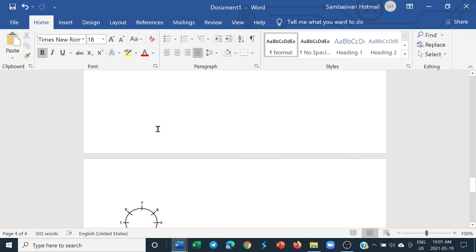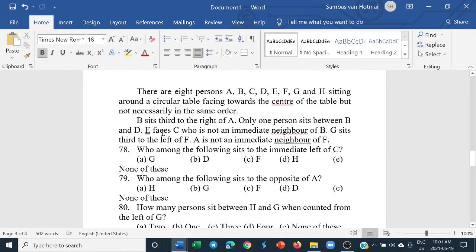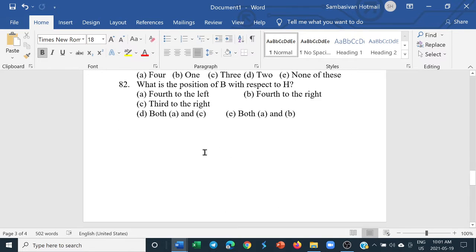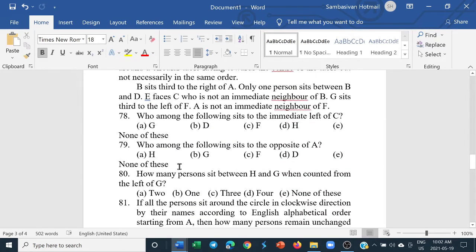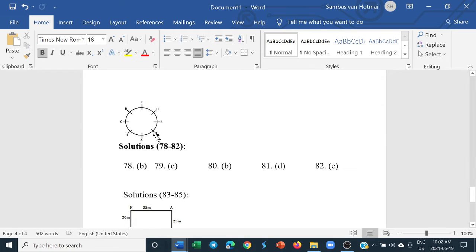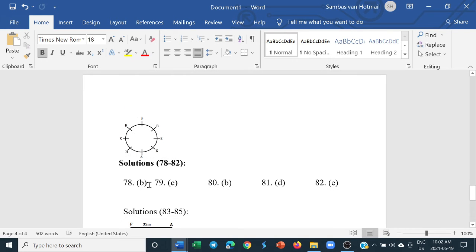And then next question is E faces C, who is not an immediate neighbor of B. The point here is C is not immediate neighbor of B. E can be neighbor of B. That we should have in my mind. G sits third to the left of F. That will come here. So the answers are like this.